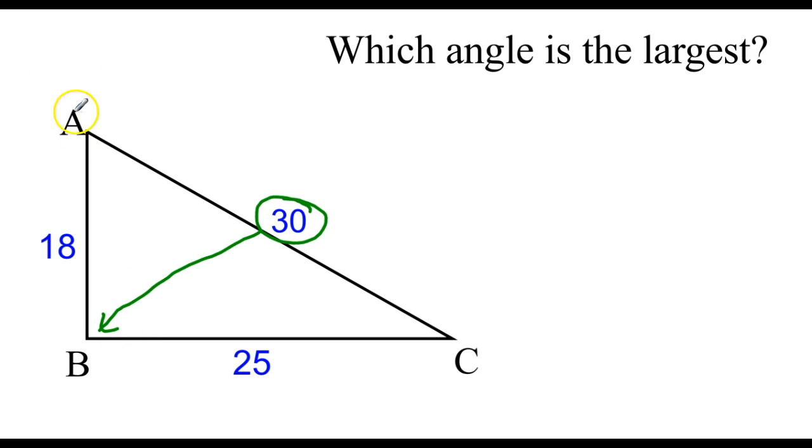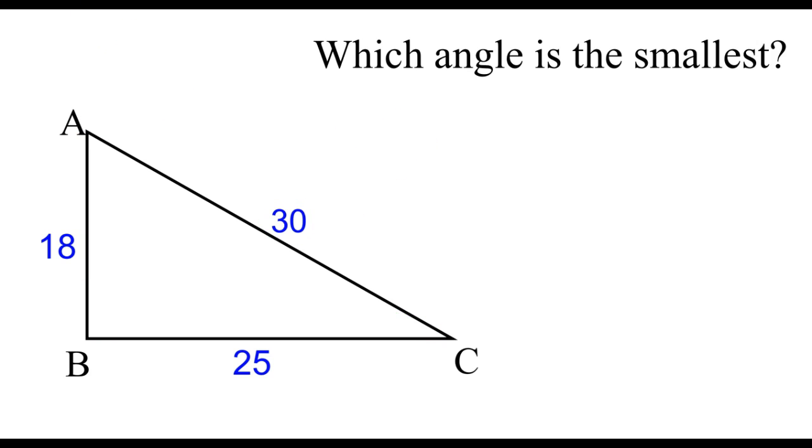Also, we can find the smallest angle. The smallest angle will be across from the smallest side. 18 is the smallest side, and so C is going to be the smallest angle. And this is when we're comparing sides and angles within the same triangle. We're not taking two different triangles and trying to compare their sides and the angles. It doesn't quite translate to two triangles.